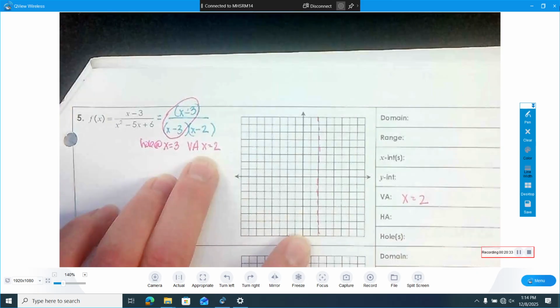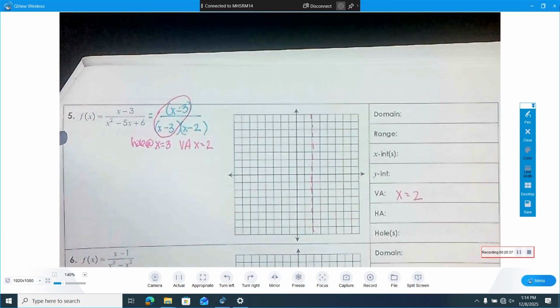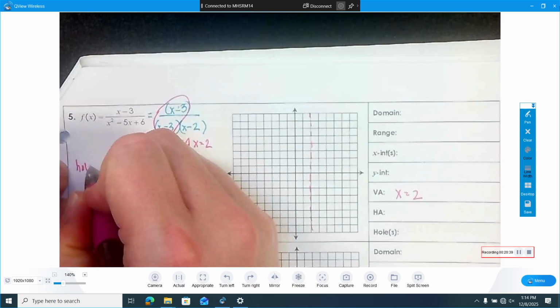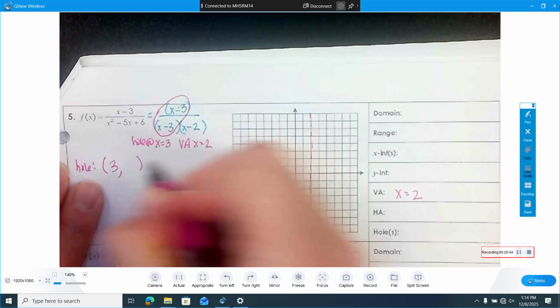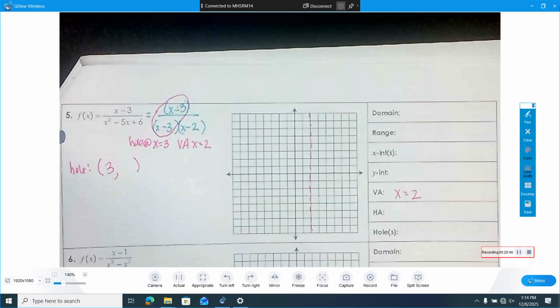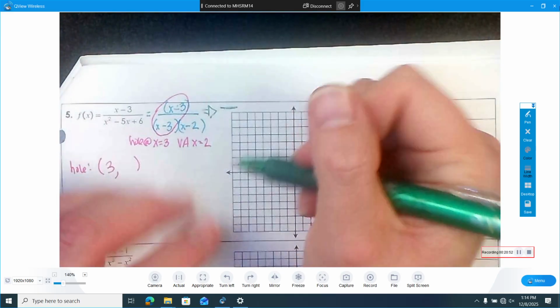Vertical asymptote at x equals 2. And I have a hole at 3. I guess I need to figure out my ordered pair for my hole. All right, so I know that my hole is at 3. How do we figure out what that y value is? What do we plug that into?